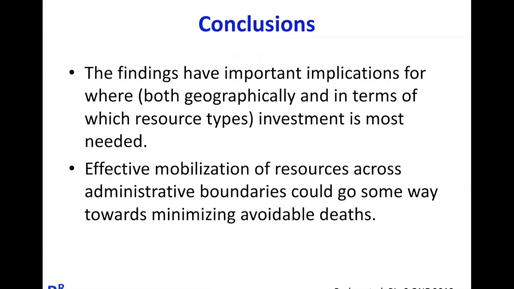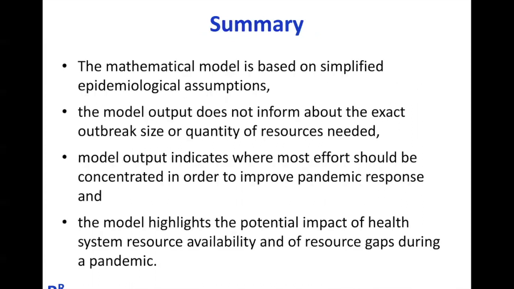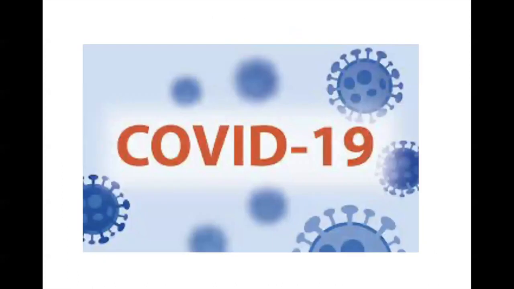Okay. Conclusions. The findings have important implications for where, both geographically and in terms of which resource types, investment is most needed, and effective mobilization of resources across administrative boundaries could go some way towards minimizing avoidable deaths. So we can do something. Okay, this was an example.